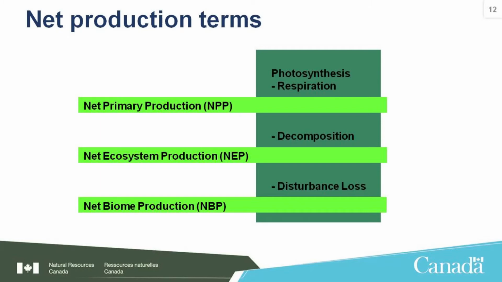If you subtract heterotrophic respiration or decomposition from NPP, you obtain net ecosystem production. This is the equivalent to net ecosystem exchange obtained from flux towers, although the sign is reversed. So in the model, a positive NEP value suggests a gain in carbon stocks. And finally, if you subtract carbon losses from disturbances from NEP, you obtain net biome production.